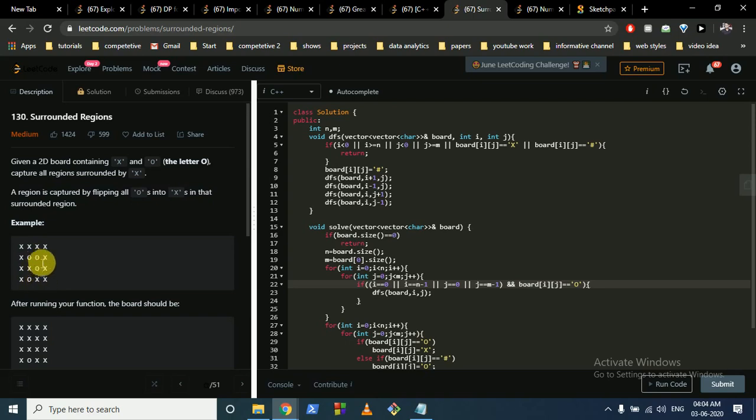And all this 0 will not be totally covered by X's. So it means that any of the zeros which are having a grid point on the boundary will not get totally covered by X's. So then what we can do is a similar thing. We can iterate over the boundary of the grid and see whether we found a 0. If we found a 0, it means that it will not get converted.